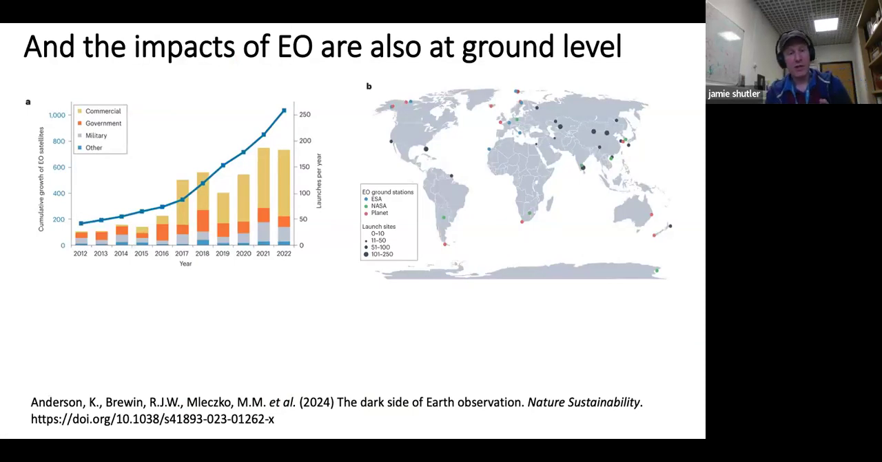But in particular for Earth observation, we also need to consider the fact that the impacts are not just in the atmosphere, they are also at ground level. On the left-hand side is a plot of the increasing growth of Earth observation satellites and constellations in space. You can clearly see this upward trend as time goes on, and large portions of those are driven by commercial activities. On the right-hand side is a map of all the different ground stations and data centers which hold data across the world. And clearly, it's pretty widespread and very distributed.